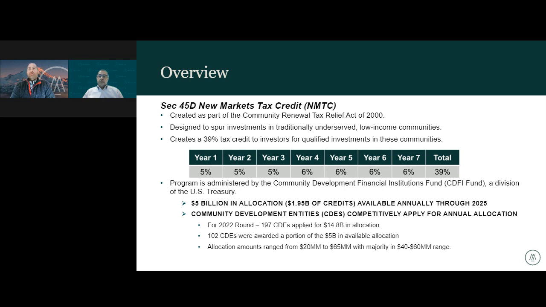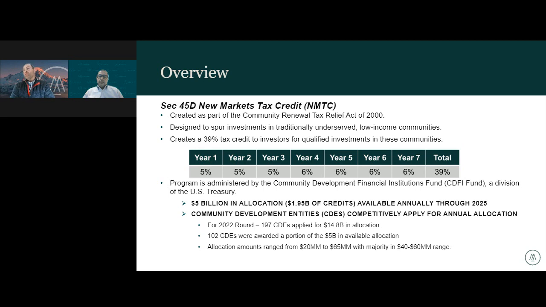In 2022, there were 197 CDEs that collectively asked for nearly $15 billion in allocation. So you can already see that it's a competitive process. You've got 3 times the demand than you have availability amongst the CDEs, let alone at the project level. Then 102 of these CDEs were successful. They actually received a portion of that allocation, and it ranged from about $20 million to $65 million, with the majority in that $40 to $60 million range.